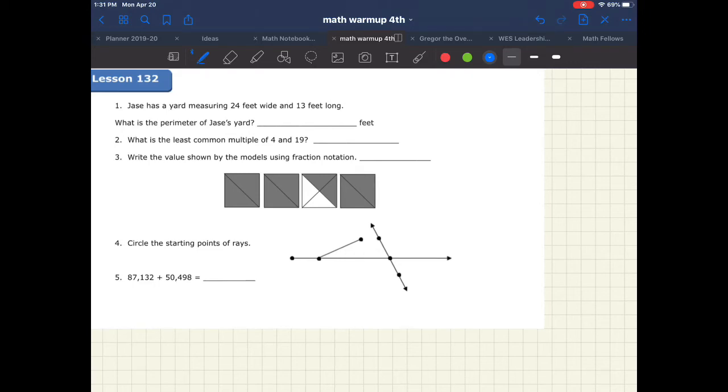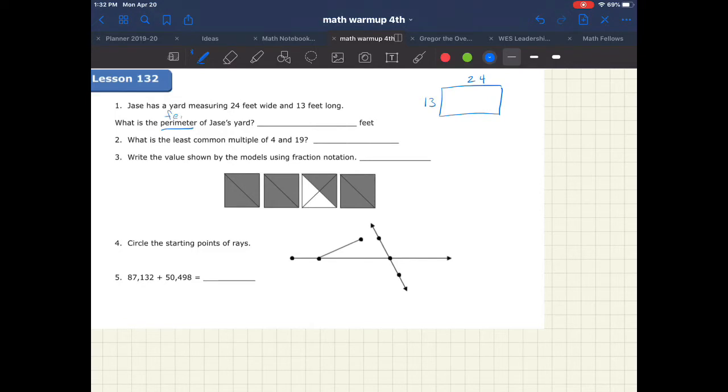132. So Jace has a yard measuring 24 feet wide and 13 feet long. I'm going to draw a little sketch of his yard. 13 feet wide and 24 feet long. Or he says actually 24 feet wide and 13 feet long. You can switch the width and the length in rectangles. It does not matter. So we want to know the perimeter of the yard.